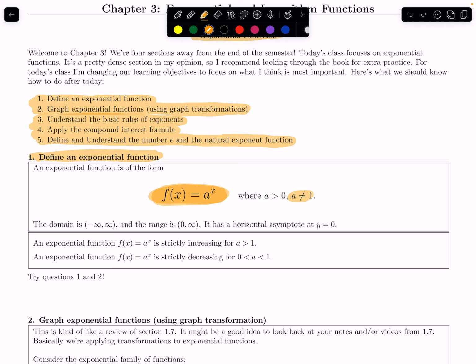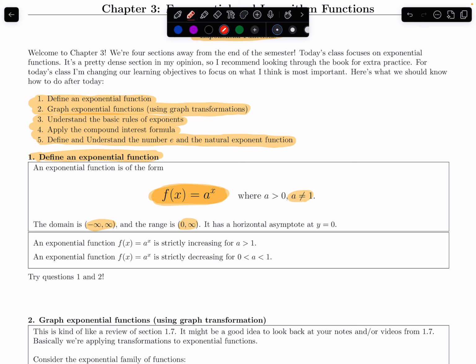Later on, we can attach a negative in front of it, which will be just a reflection of the exponential function. Okay, the domain is all real numbers, because you can plug in any exponent and it's going to make sense. There's no undefined parts to it. And the range is from 0 to infinity.